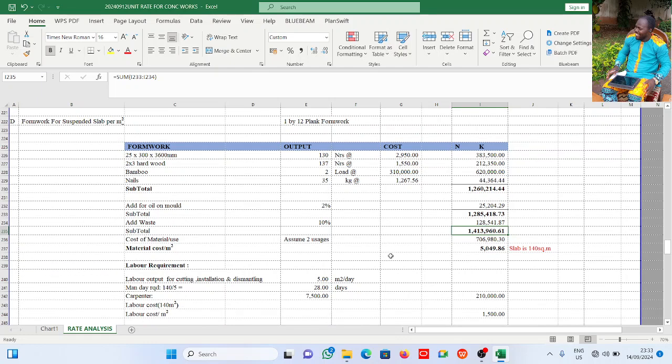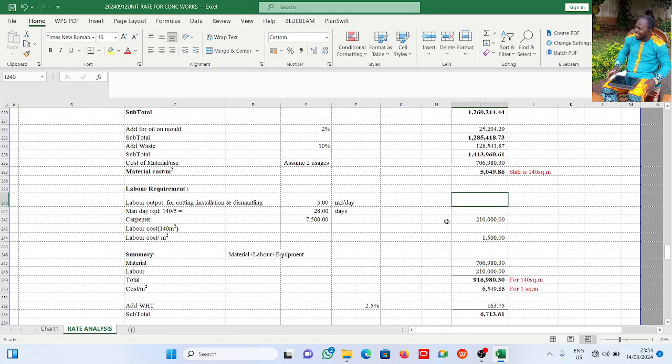Now, planks can be used more than once, but not more than twice, because it is plank. Before you know it, it begins to warp, begins to get bad, it tears easily. That is why for a better work you use marine board. So if we assume 2 uses, all I have to do is to divide this figure by 2. That gives me 706,980.3 if I divide by 2. Of course, this is for 140 square meter. If I do it per square meter, I divide by 140. You see it here. To get it per square meter, 5,049.86 naira per square meter.